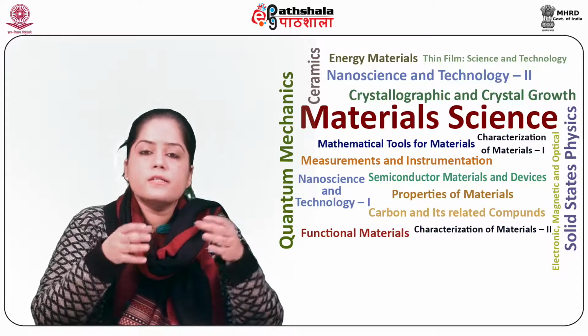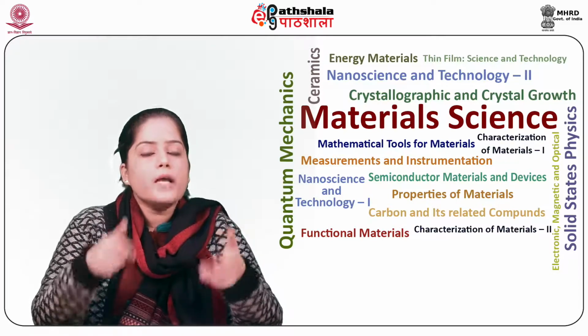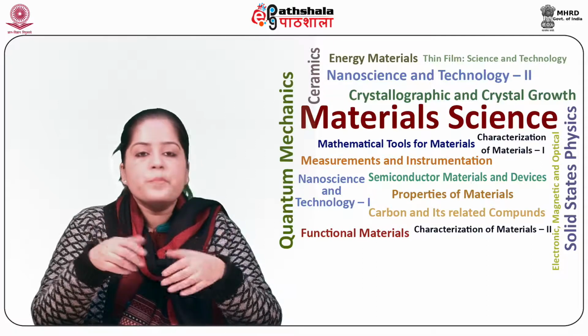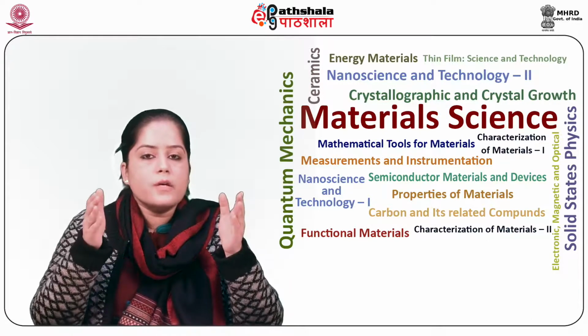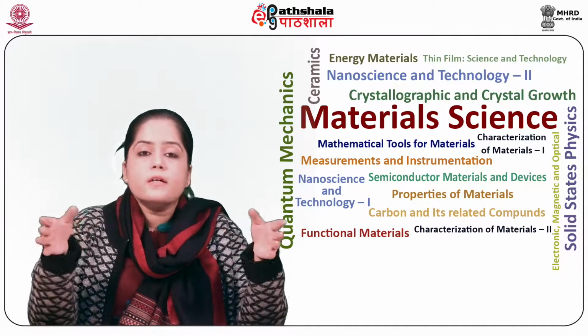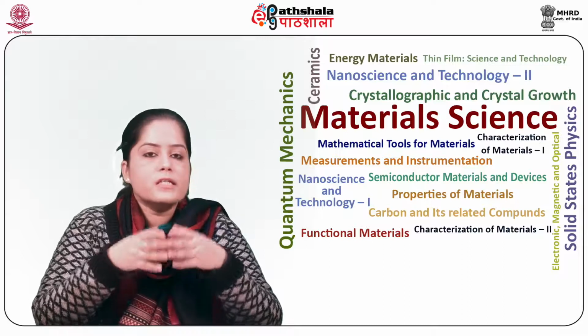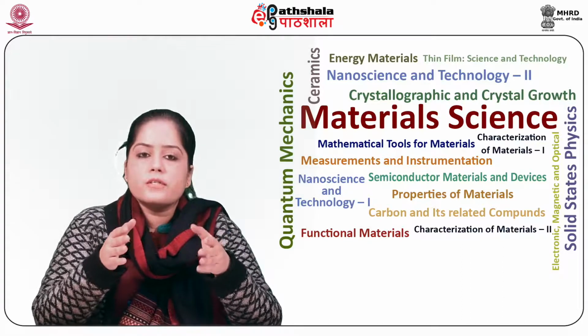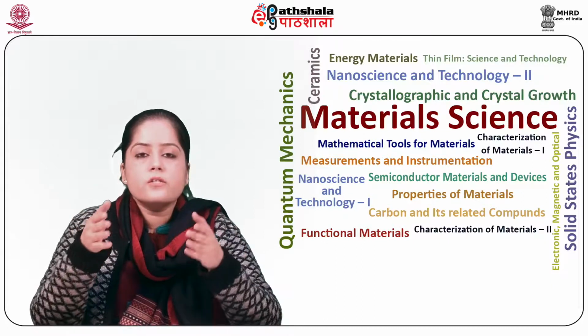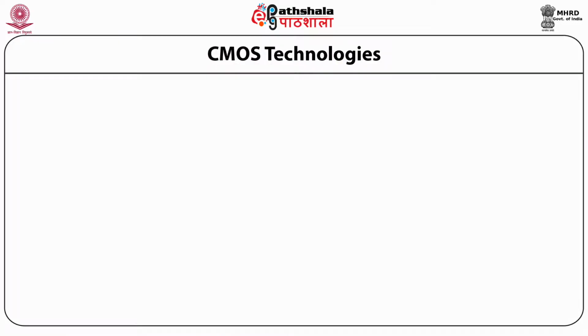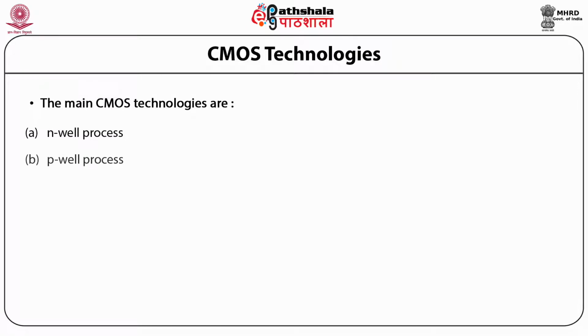By arranging the junction in certain physical structures and combining them with wires and insulators, various semiconductor devices can be constructed. Over the years, silicon semiconductor processing has evolved sophisticated techniques for building these junctions and other insulating and conducting structures. CMOS technologies. The main CMOS technologies are the N-well process, P-well process, twin-well process, and lastly the triple-well process.